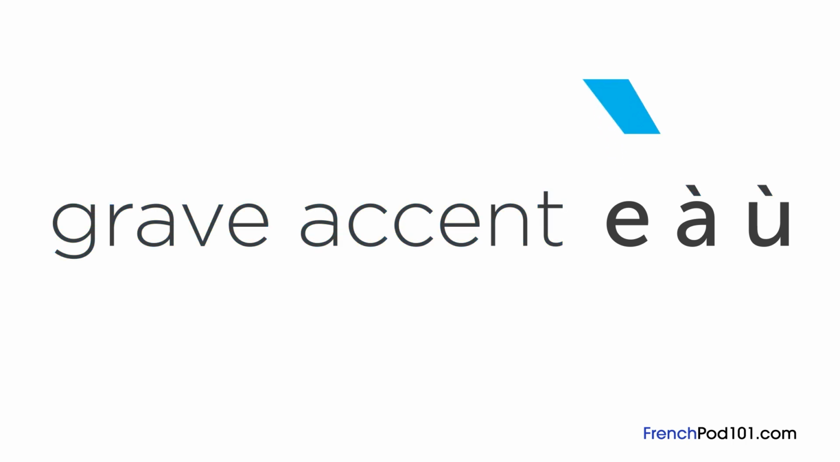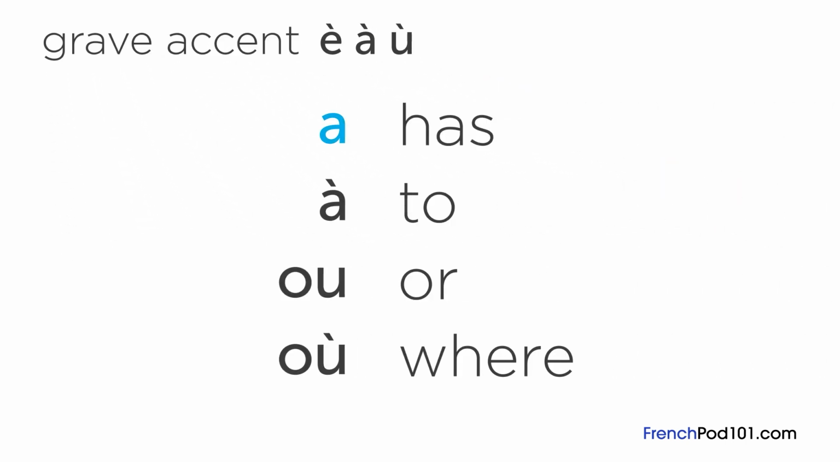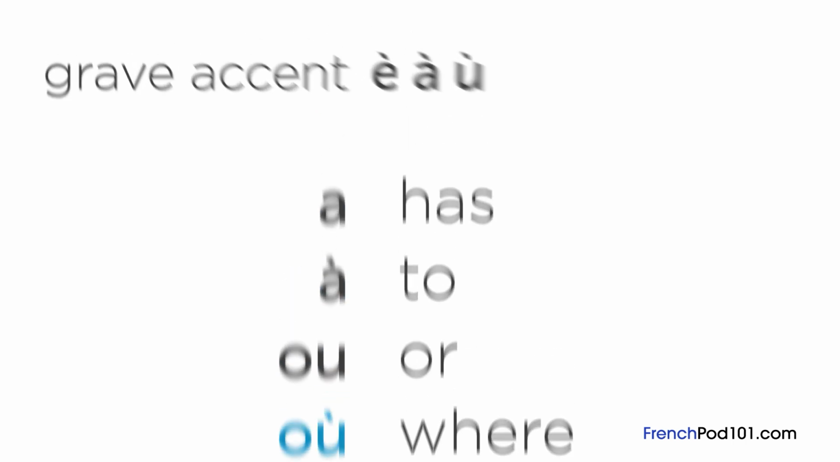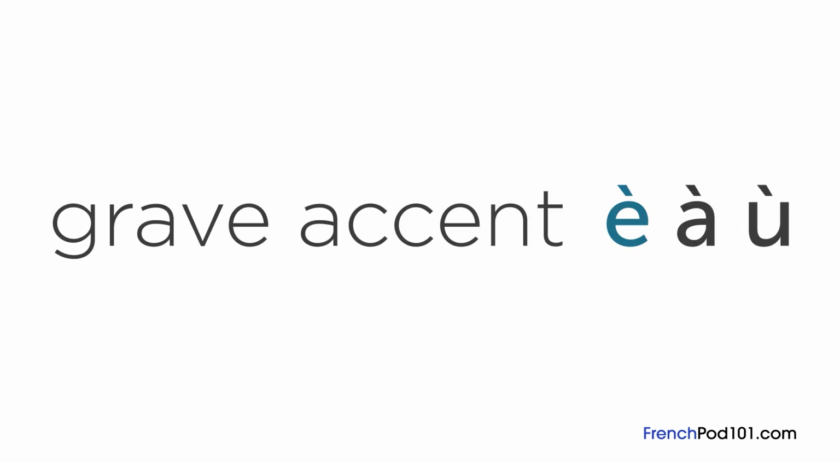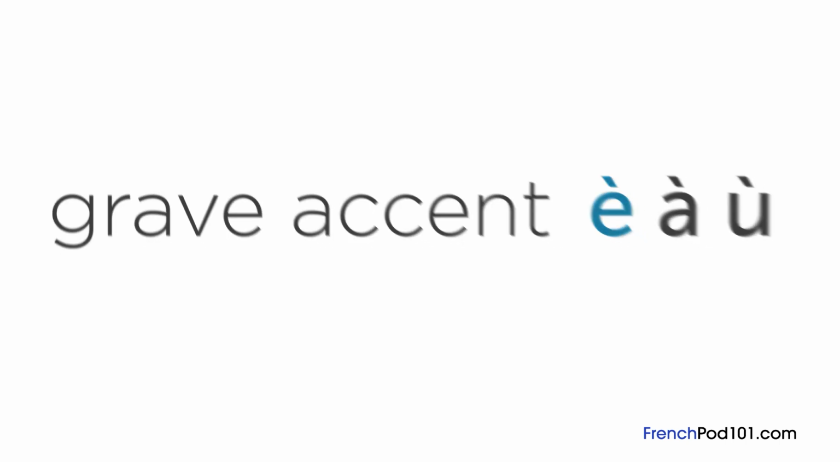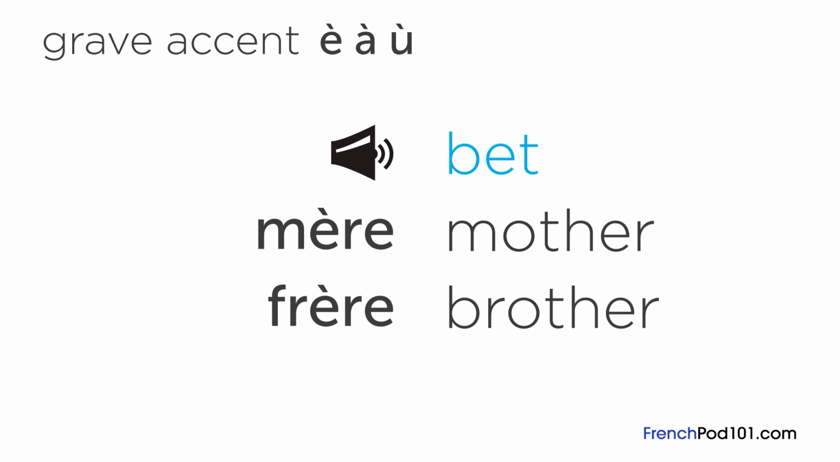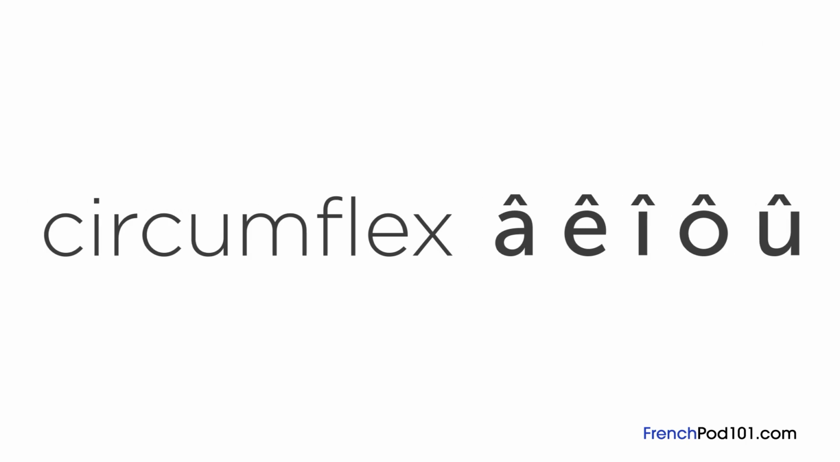Next is the grave accent. It looks like a falling diagonal line going from left to right. This accent can only appear over the letters A, E, and U. This accent helps distinguish between words that would otherwise be spelled the same. For example, a and à, ou and où. When it appears over the letter E, however, it indicates that you must pronounce it as follows: è. It sounds like the E in bête. Mère, frère.